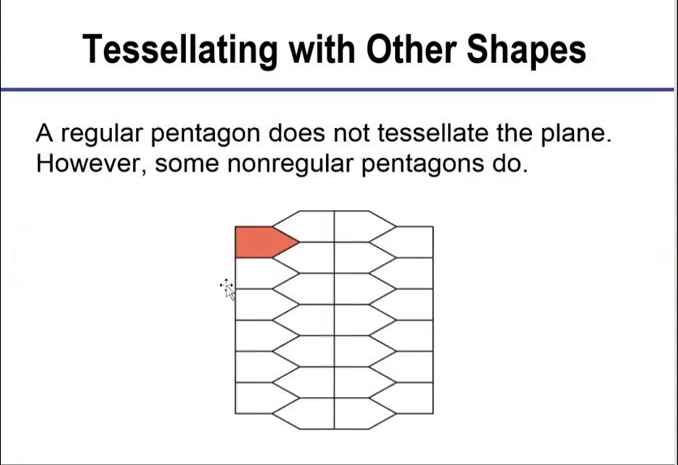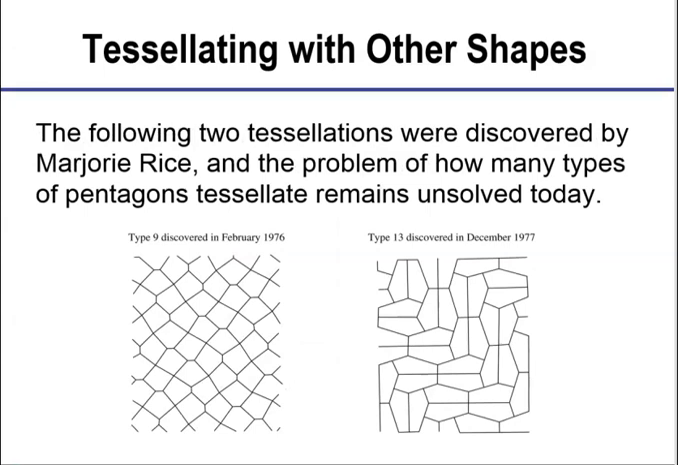Check this one out. It's pretty cool. A regular pentagon does not tessellate the plane. However, some non-regular pentagons do. And so notice we have a pentagon. It's got 5 sides, but it's not 5 of all the same angles and all the same side lengths. But that definitely fills the plane. It goes on to say, the following 2 tessellations were discovered by Marjorie Rice. This was in the 70s. And the problem of how many types of pentagons tessellate remains unsolved today.